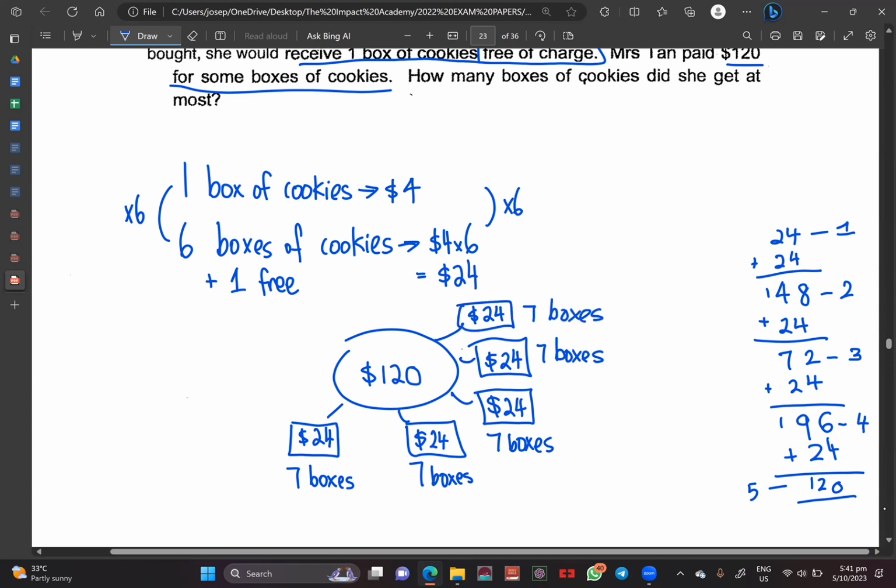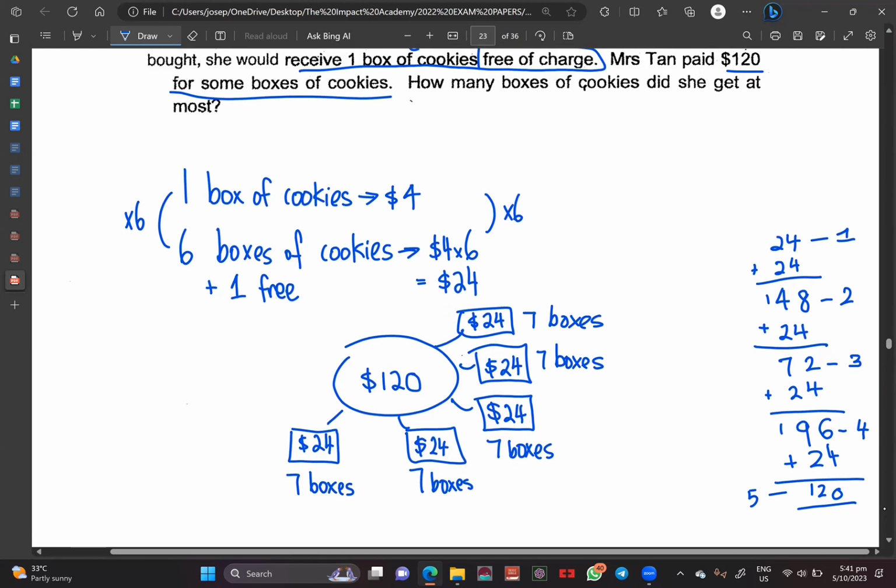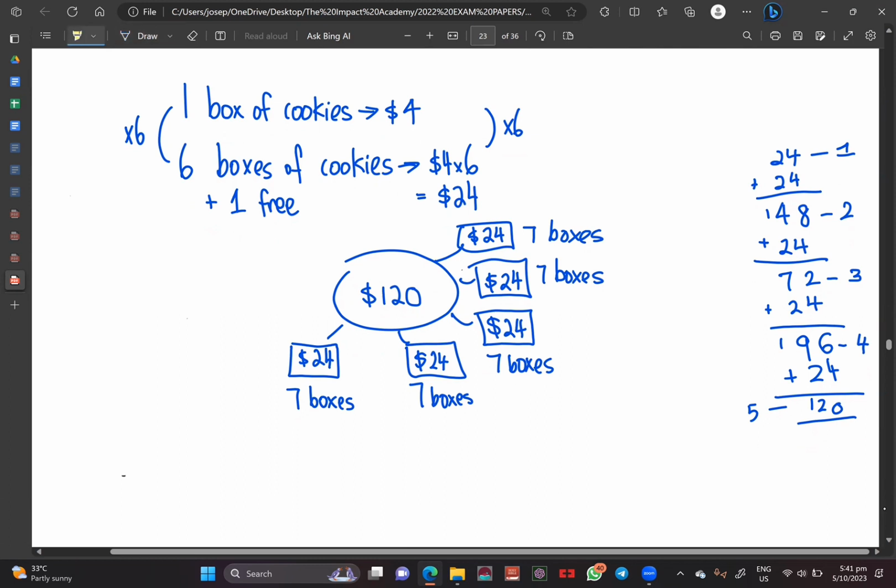Is this something that you can understand? Now, so over here, the question says, how many boxes of cookies did she get at most? So that means to say we have 1, 2, 3, 4, 5. Very good. So we do 7 times 5 groups. Therefore, this is actually equals to 35 boxes. And this is the most number of boxes she will get.